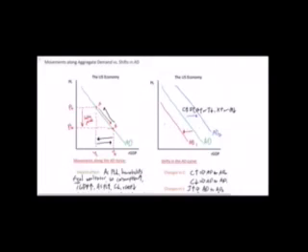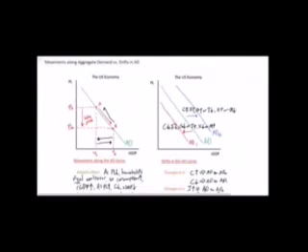The factors that can cause aggregate demand to decrease include a decrease in consumption, a decrease in investment, a decrease in government spending, or an increase in taxes, and a decrease in exports or an increase in imports.